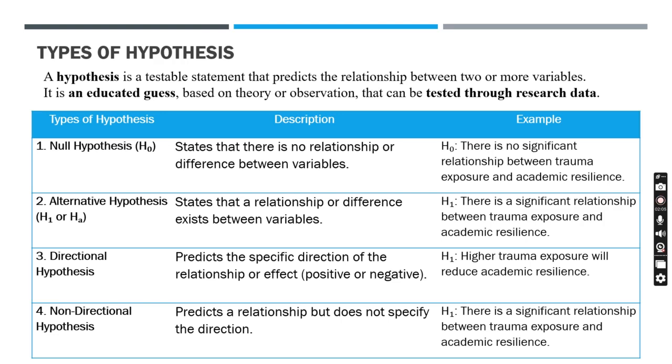When we talk about non-directional, it is very simple. We don't mention the direction, whether it is positive or negative. Like we say, there is a significant relationship between trauma exposure and academic resilience, but we don't specify the direction, either positive or negative. These are the types of hypothesis.